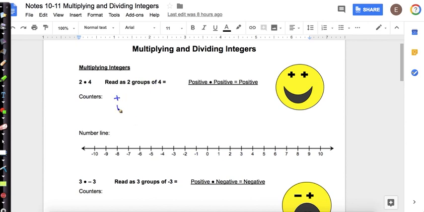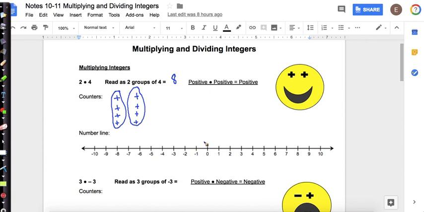I'm going to have 4 in this group and 4 in this group. So I have two groups of 4, so how many total integers do I have? I have 8 positives.